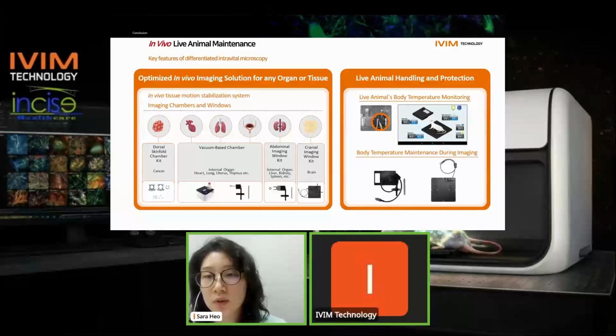Not only that, we offer various windows and chambers in variety, and these are designed to observe the dynamic organs that it opens access to regions that were previously difficult to visualize in vivo. And in IVM's in vivo imaging system, the function to maintain live animals is included to maintain body temperature and support physiological condition. This system and the function ensure obtaining in vivo data and enable reliable imaging.